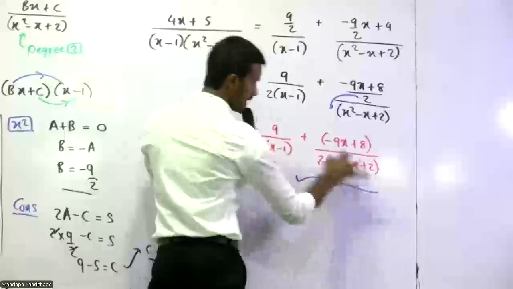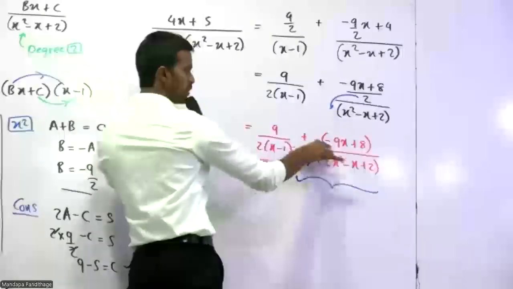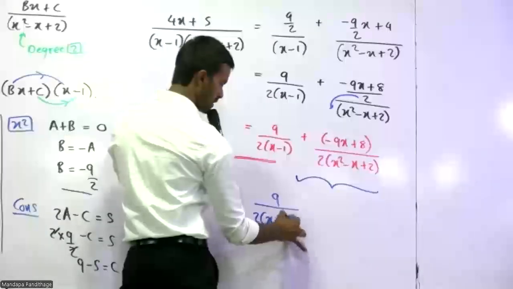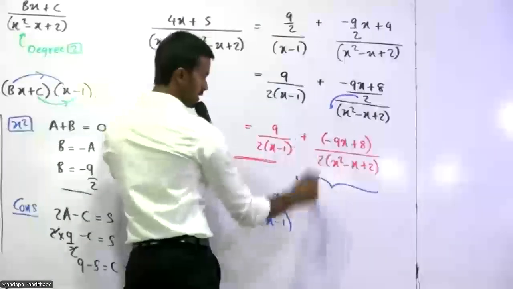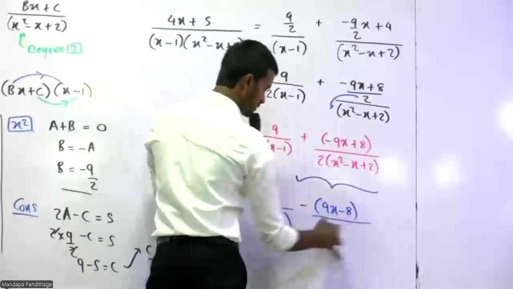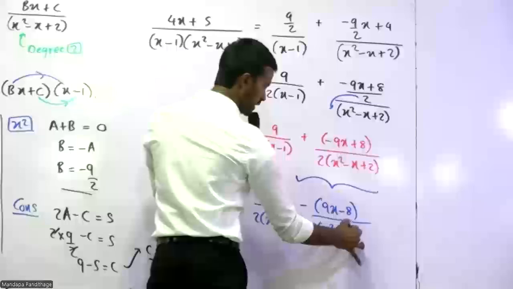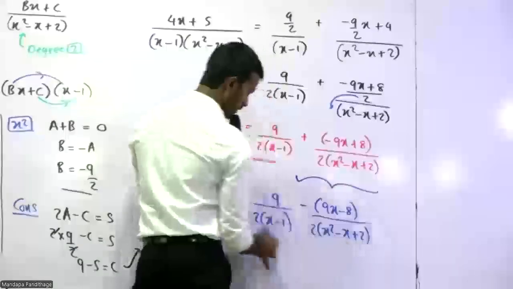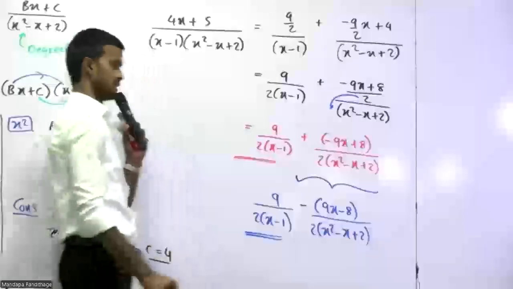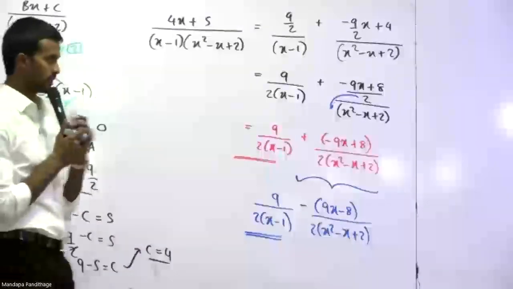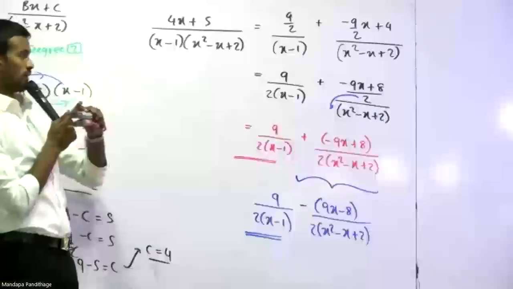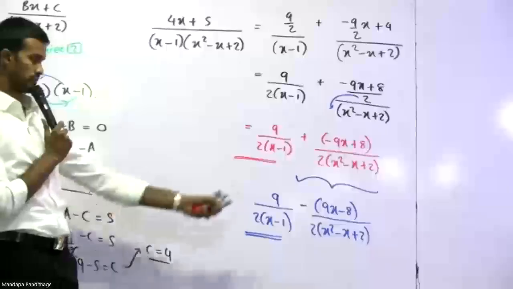Look at this. I'll pull out a minus, and then it becomes 9x minus 8. So you can even keep it in this way. Both are okay. I can pull out a minus which becomes minus 9x minus 8. So you can keep it either in this way or in this way. Okay, finish your work up to here.